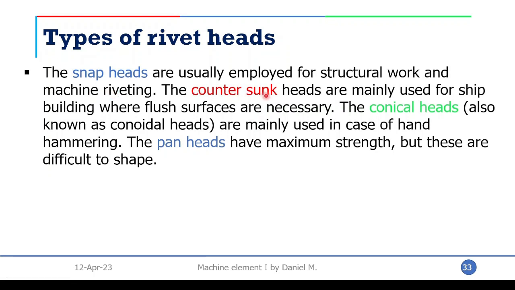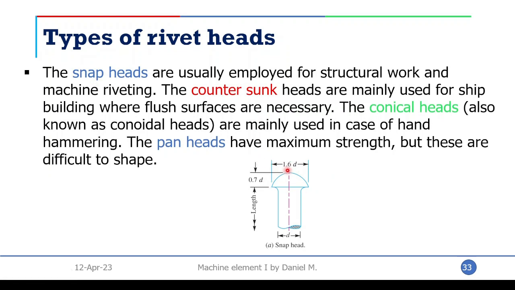Countersunk heads are mainly used for shipbuilding, where a flush or very flat, smooth surface is necessary. Conical heads, also known as conoidal heads, are mainly used in the case of hand hammering. Like this, there are different kinds of heads of the rivet. The one you are looking at is what we call snap head.